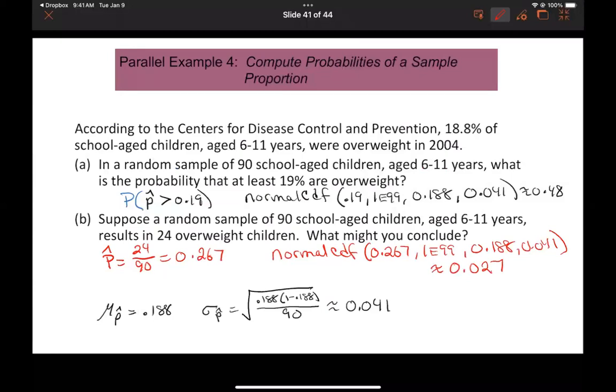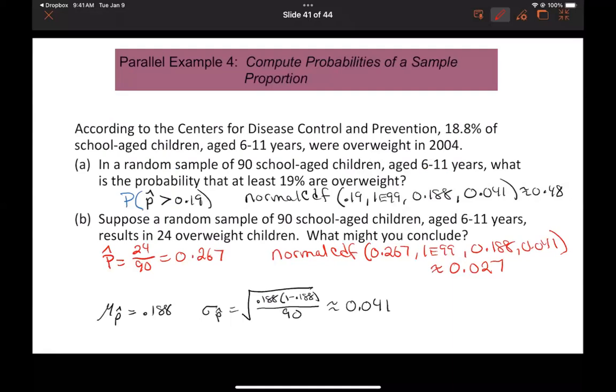So the conclusion, when it says, what might you conclude? This is where you kind of use your imagination a little bit. One thing that you might conclude is that the actual population proportion is probably wrong. Maybe it has changed. That's one conclusion that I might draw. You might conclude that you just happened to choose a sample that was unusual, and you might want to try another sample just to see if you get another outlier for an answer.